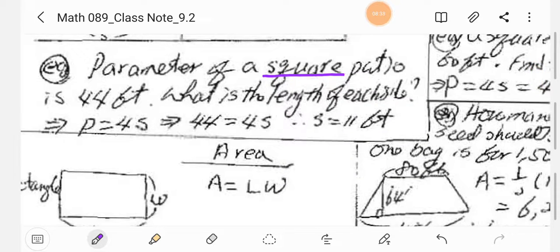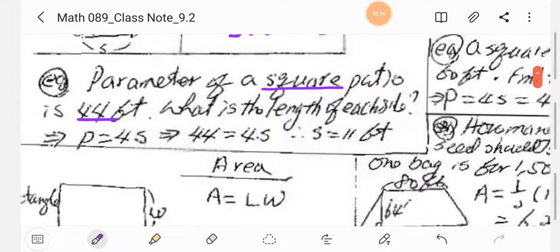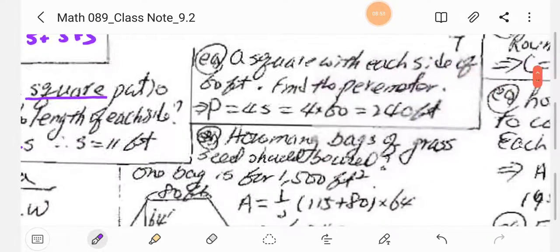So the perimeter formula is what? Perimeter is equal to 4 times S, right? And the perimeter is given 44. So 44 is 4 times S. So from this, divide each side by 4. Then S equals 11, right? So each side of this patio is 11 feet.